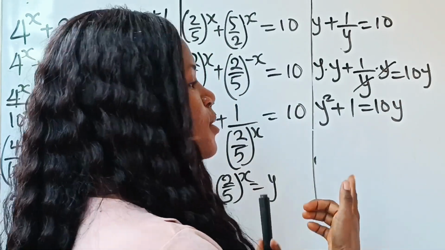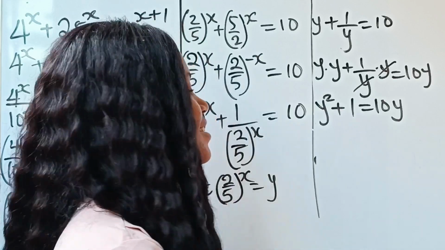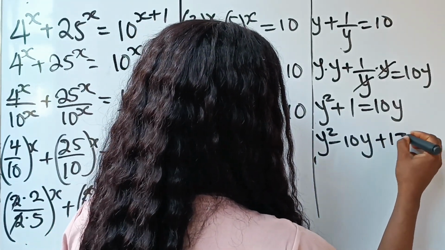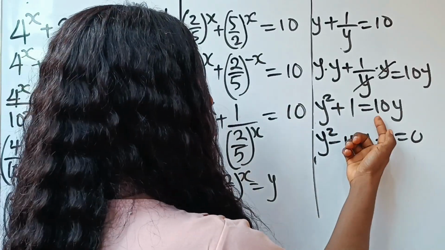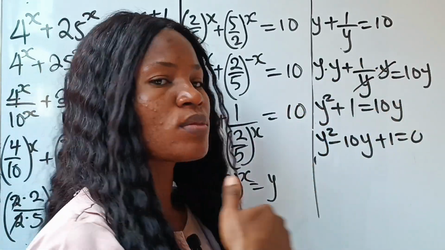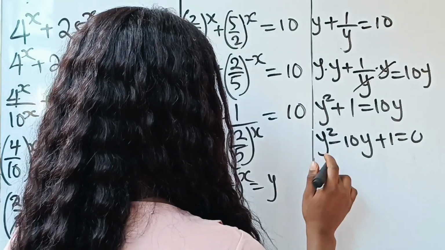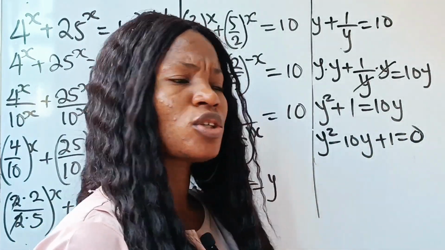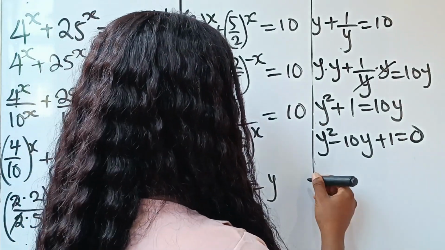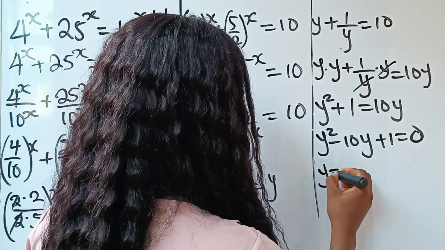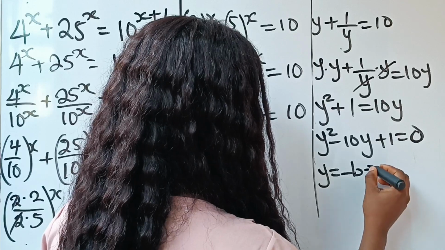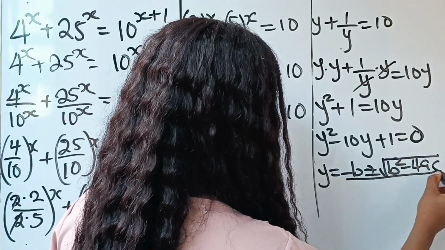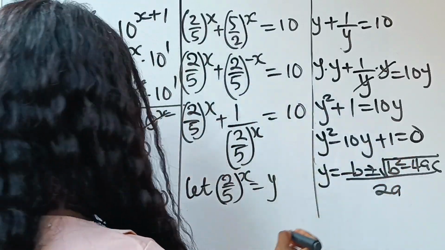Okay, all right. So we can now rearrange to get our quadratic equation. So we have y squared minus 10y plus 1 is equal to 0. I had to bring this in, and when you bring this in, this becomes minus. Okay, now this is what we have. We will now solve this using the quadratic equation formula. Now the quadratic equation formula states that y is equal to minus b plus or minus square root of b squared minus 4ac, everything divided by 2a.